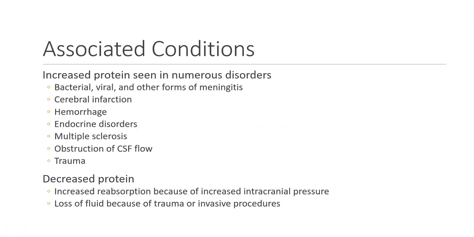What are some associated conditions? An increased protein is seen in numerous disorders: bacterial, viral, and other forms of meningitis caused by microorganisms, cerebral infarction, hemorrhage in the brain, endocrine disorders, multiple sclerosis, which is a key one, obstruction of CSF flow, and trauma. Decreased protein levels could be caused by increased reabsorption because of an increased intracranial pressure. The elements go back and forth based on pressure. Or it could be due to loss of fluid because of trauma or invasive procedures.